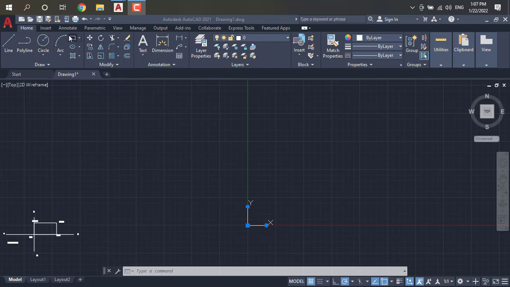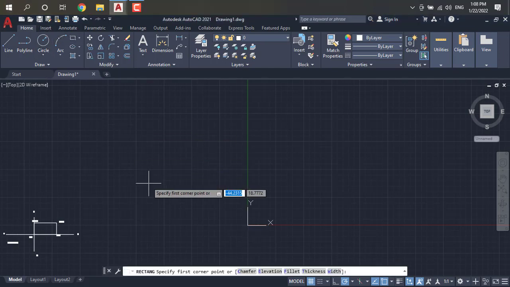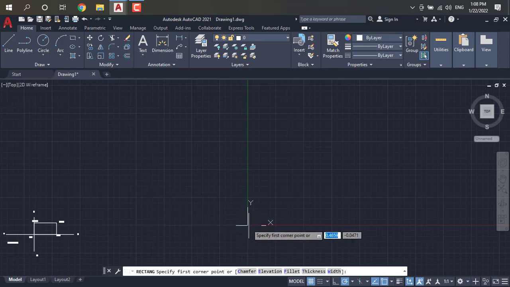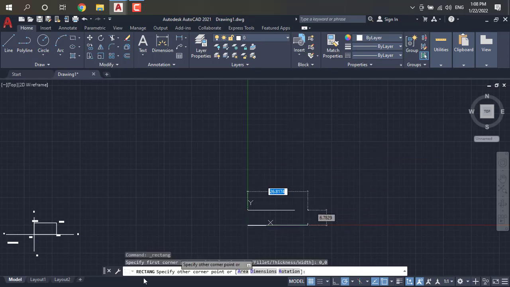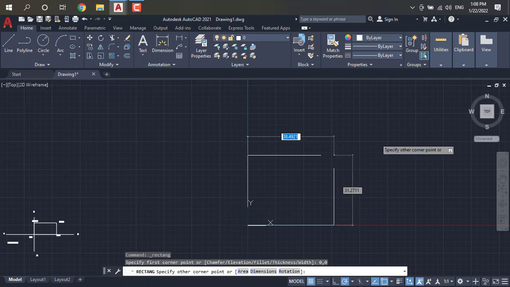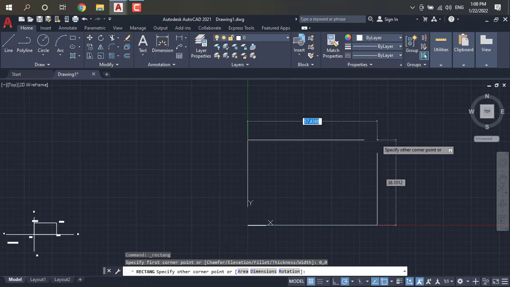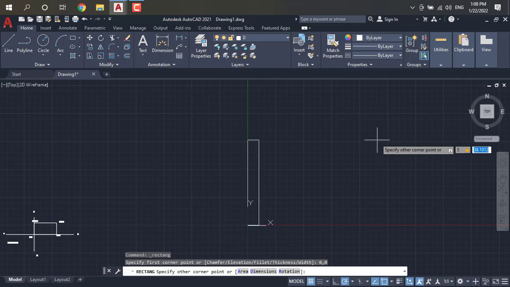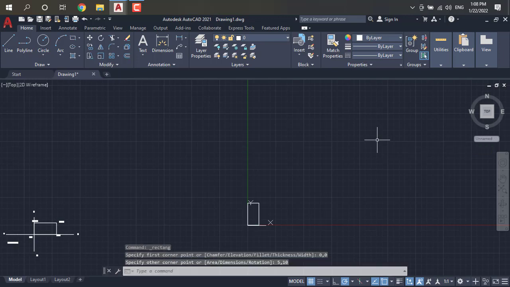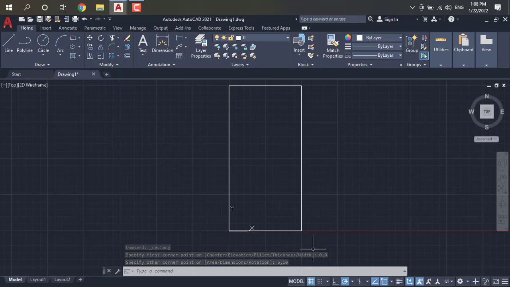Here you have to draw a rectangle. Just select rectangle. For the first corner point I have to give the horizon as 0, 0. Enter. You have to observe here, it will be selected, the horizon option. Then I want to give 5 in x-axis and 10 in y-axis. Enter. This is our rectangle according to our coordinate system.